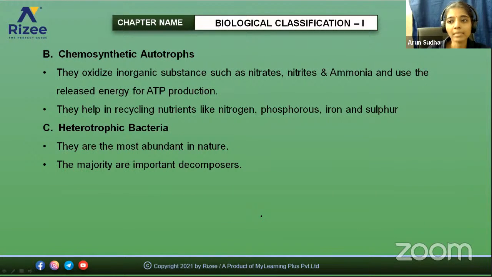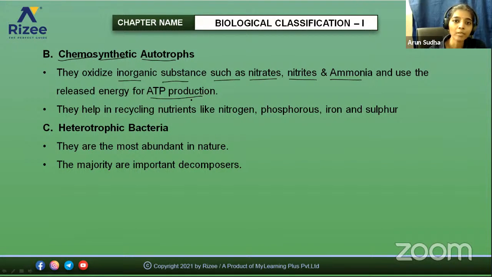So next is the chemosynthetic autotrophs. What are chemosynthetic autotrophs? From the name itself, we can see: chemo means chemicals, synthetic means they can synthesize from chemical compounds. Autotrophs produce their own food. So they oxidize inorganic substances such as nitrates, nitrites, and ammonia, and they use the released energy for ATP production. So instead of light, they are using inorganic substances.